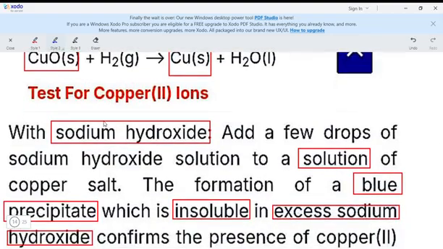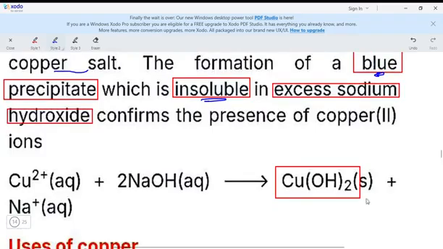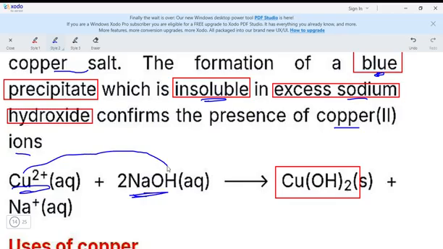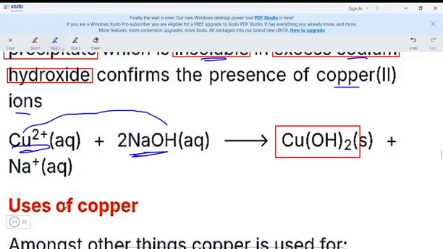Now, how do we test for copper 2 ions? Just take sodium hydroxide. Add a few drops of sodium hydroxide solution to the copper salt. You will notice a blue color, a blue precipitate, and that blue will be insoluble. That means it will not dissolve in excess sodium hydroxide. Even if we pour enough sodium hydroxide, it will not dissolve. And that is proving the presence of copper 2 ion. This is the copper 2 ion, that means the copper salt, and this is the sodium hydroxide you are adding. The blue you will see is the copper 2 hydroxide. Then sodium will be alone.